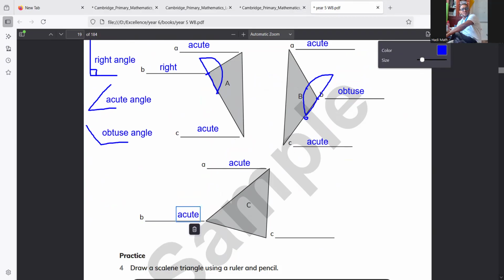Go and measure this one with a protractor. Okay, put your protractor here. You can put it this way. And this is the center. This is here the 90. You'll find this angle less than 90, which is also acute. So this is also acute.